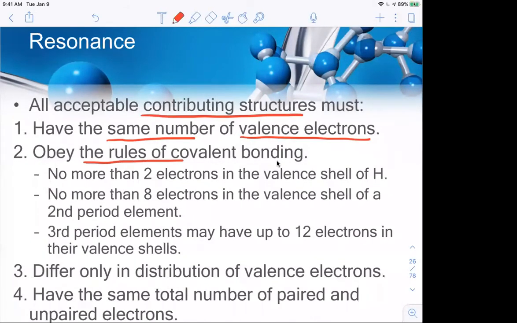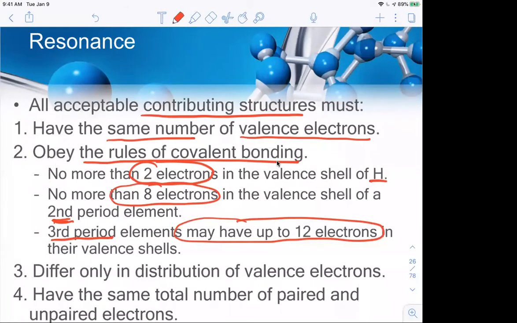I have to obey the rules of covalent bonding. So I can have no more than 2 electrons in the shell of hydrogen, no more than 8 electrons in any second period atom. Third period and anything in the fourth, fifth, or sixth may have up to 12 electrons. Remember, that's an expanded octet, and that's because of the d orbitals.